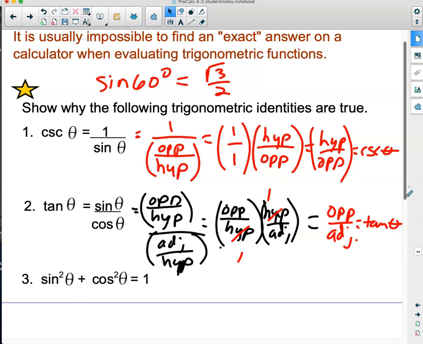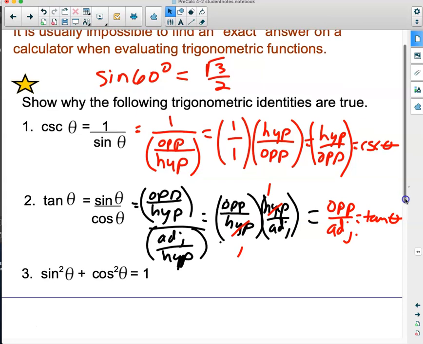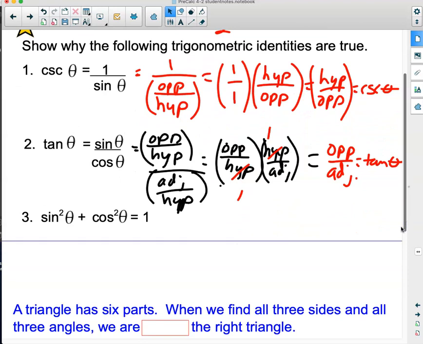Oftentimes when students are having trouble getting their trig identities to work, one of the things that we'll say for a fail-safe is try to get your proof in terms of sine and cosine. Try to just work with those two primary trig functions, and maybe you'll get it.